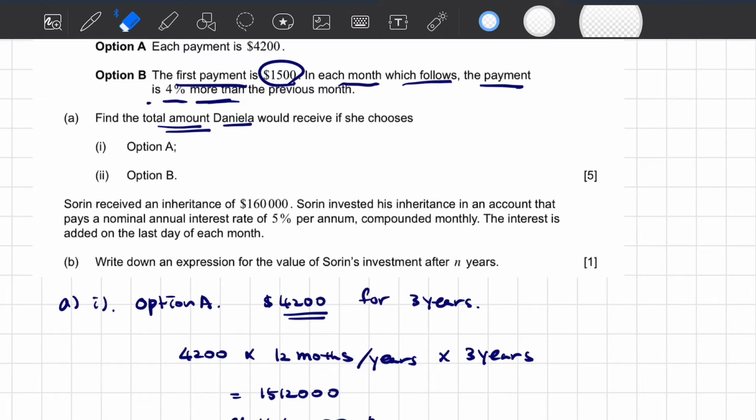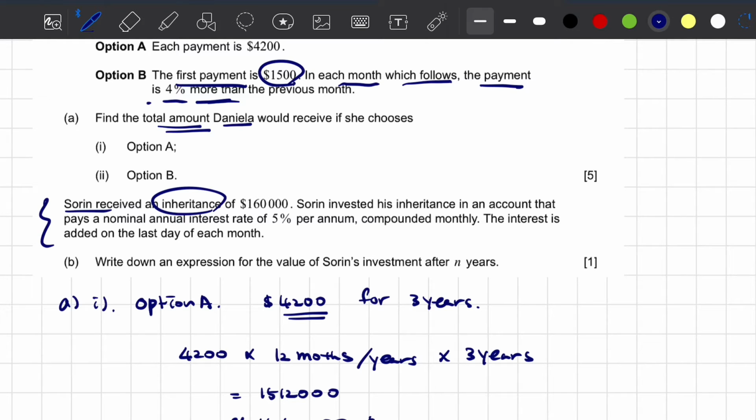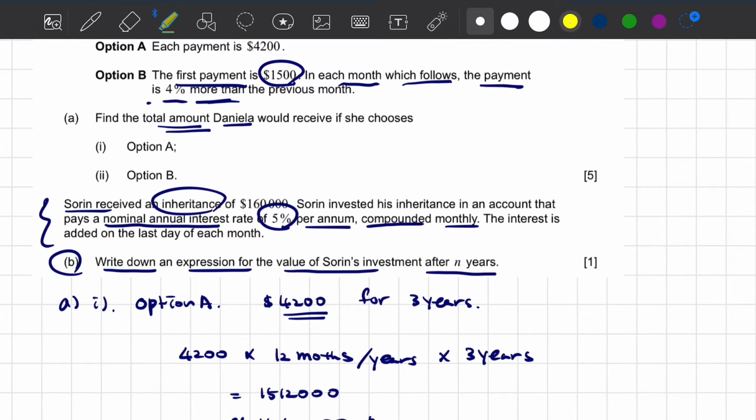Okay, then let's do the next question. Before that, we actually have new information, right? So this person received the inheritance, and Soren invested his inheritance in an account that pays a nominal annual interest rate of 5% per annum, compounded monthly. The interest is added on the last day of each month. So question B, we need to write down an expression for the value of Soren's investment after n years. It says nominal annual interest rate, right? So that means this is a compound interest question.